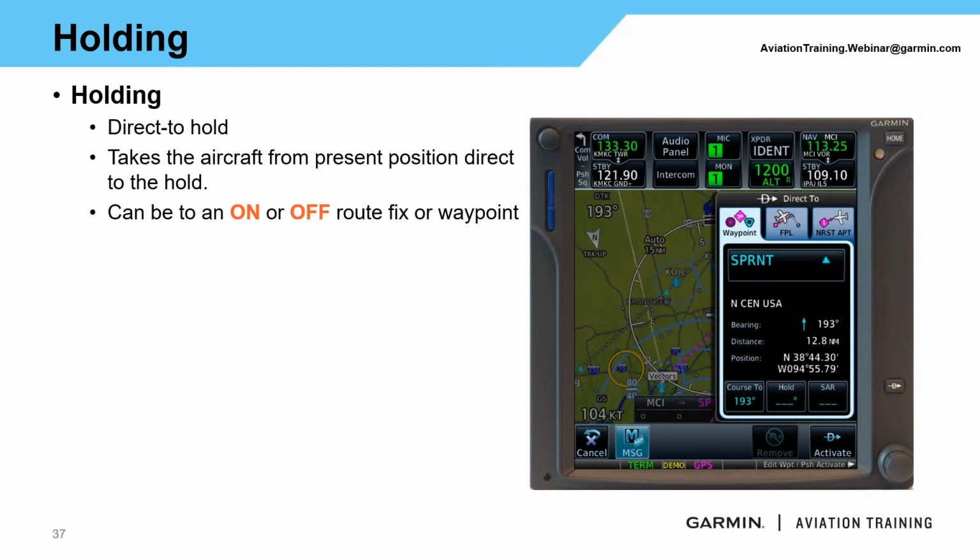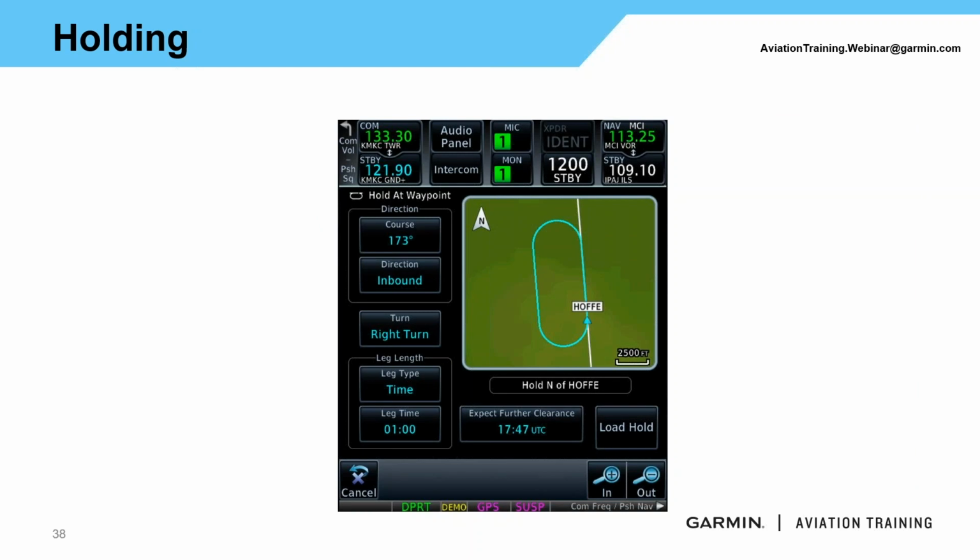We can also go hold via a direct to on most platforms, except for the 430 and 530. So we type in the fix that we want to go to, and touch hold at the bottom of the direct to window. And then as soon as we do that, it brings up our hold at waypoint window. So we want to set the direction, the desired course, and then whether it's inbound or outbound. Now, we hold on the inbound leg, right? We always go inbound. That is what we're holding on.